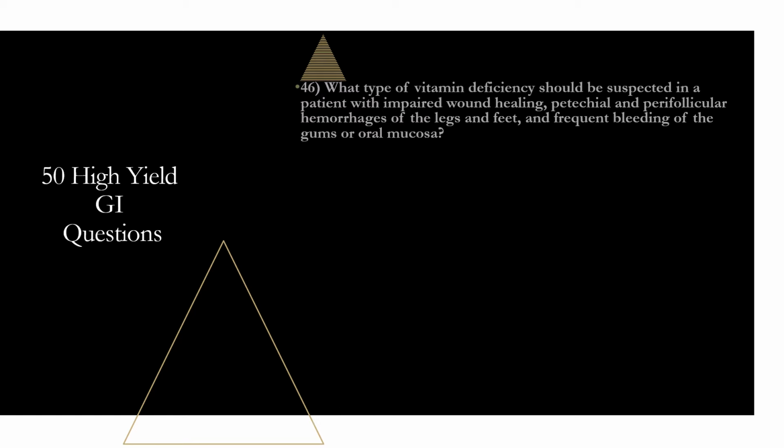Question 46. What type of vitamin deficiency should be suspected in a patient with impaired wound healing, petechial and perifollicular hemorrhages of the legs and feet, and frequent bleeding of the gums or oral mucosa? So anytime you see poor wound healing and bleeding of the gums, you should right away be thinking of vitamin C deficiency. This is scurvy.